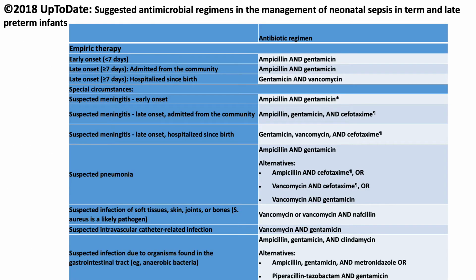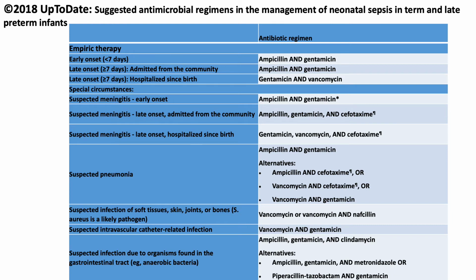And these are the suggested antimicrobial regimens in the management of neonatal sepsis in term and late preterm infants. We are talking now in this table about the empiric treatment of different types of neonatal sepsis and meningitis. If the patient comes with early onset sepsis, less than 7 days, then we start with ampicillin and gentamicin. Late onset, more than 7 days, admitted from the community, that's community acquired, then also ampicillin and gentamicin. Late onset, hospitalized from birth, this is nosocomial infection, then gentamicin and vancomycin.